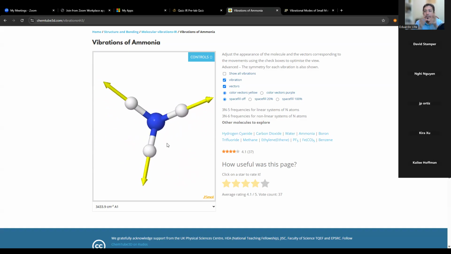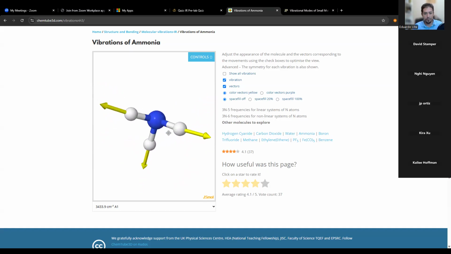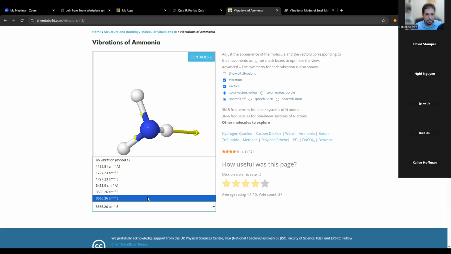So it's being symmetrically stretched outwards and inwards. That's one of the stretching motions. This one happens at 3433. Here's another stretching motion. This is more asymmetric stretching, right? Here's another stretching motion at 3565.